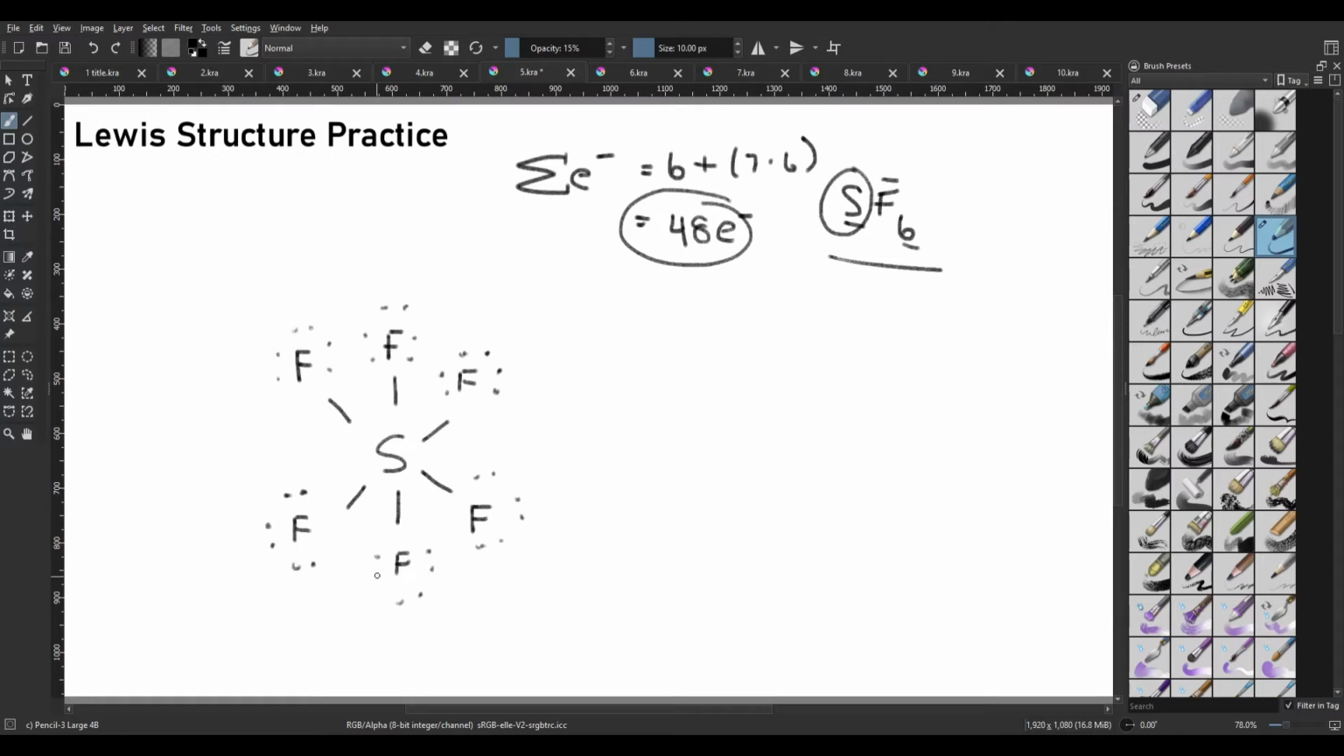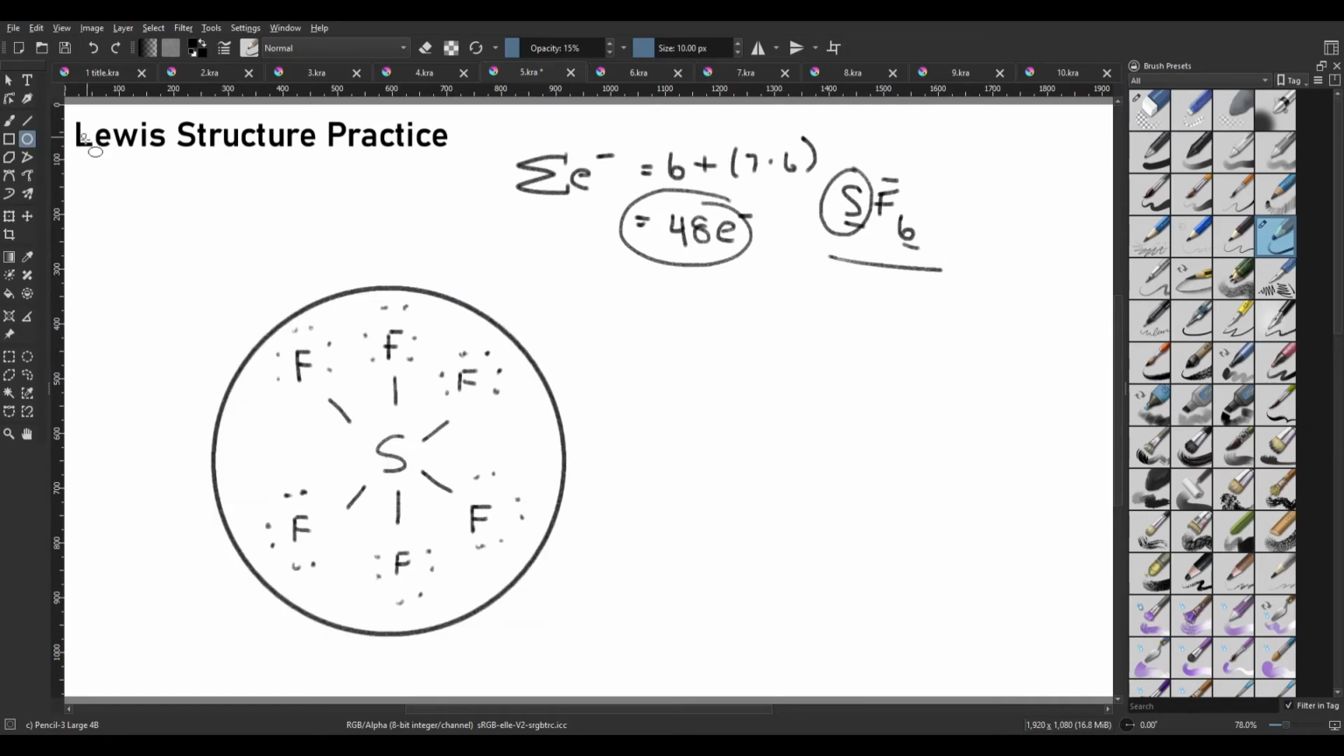And this is our completed Lewis structure for SF6, sulfur hexafluoride. This is what it would look like if we found a Lewis structure in a dictionary. All we did here is take the valence electrons that we calculated, put them around a center atom, and stick the dots in there to make things work.